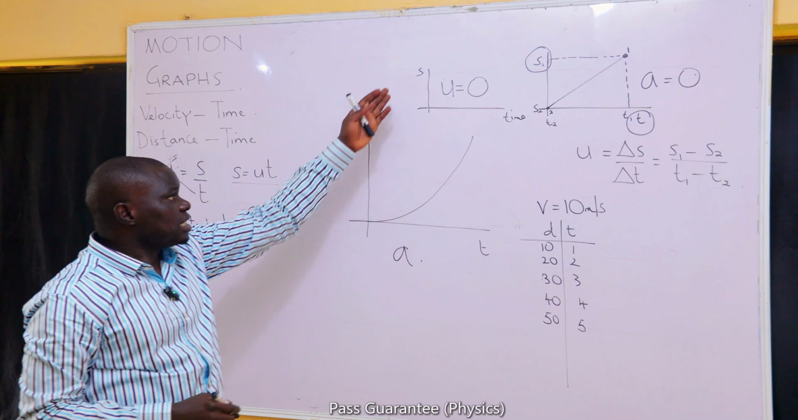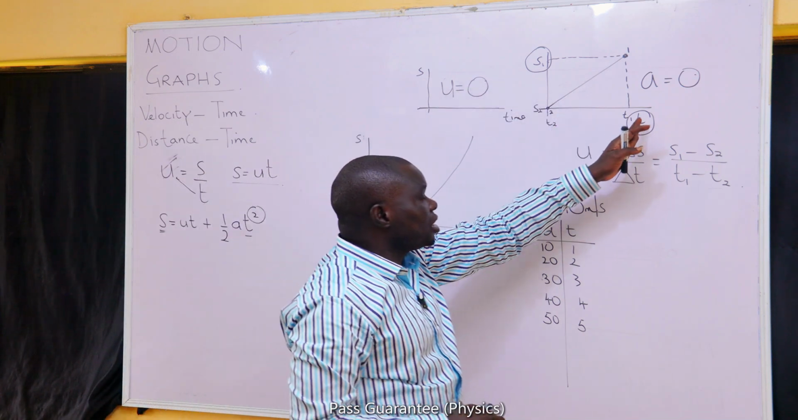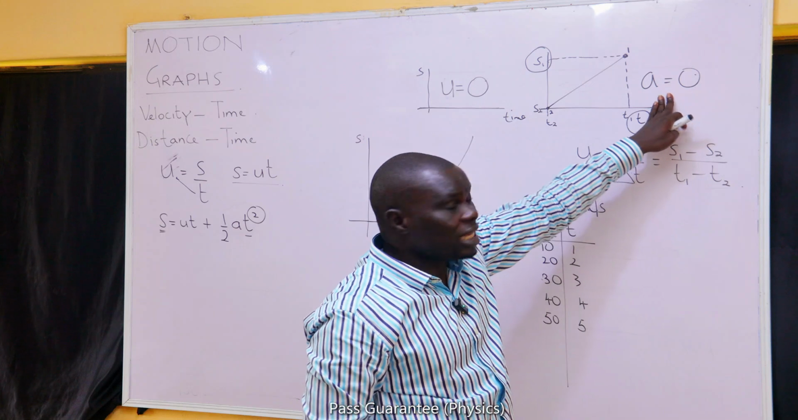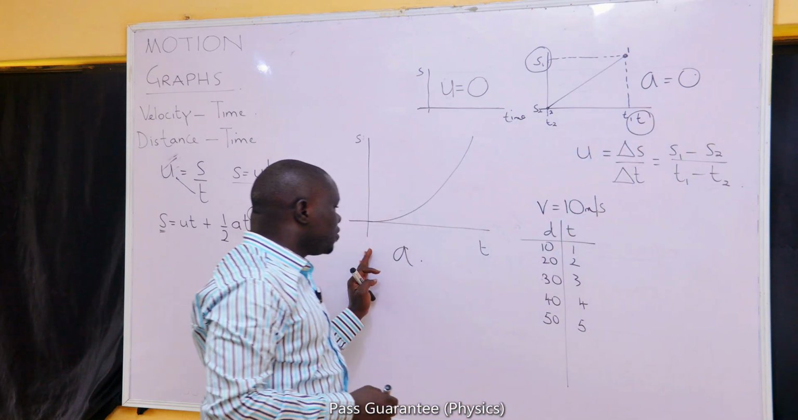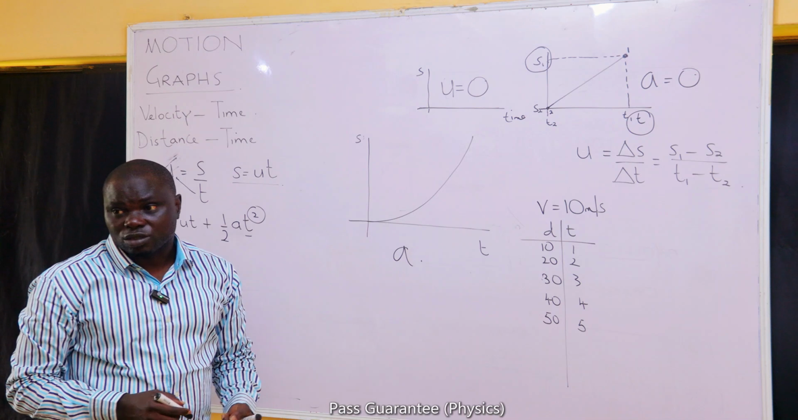This is the distance time graph when the velocity is 0. This is the distance time graph when the acceleration is 0, the velocity is constant. And this is the distance time graph when there's an acceleration.